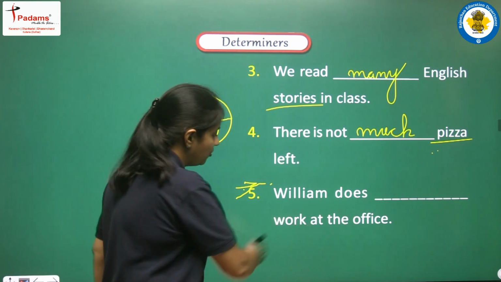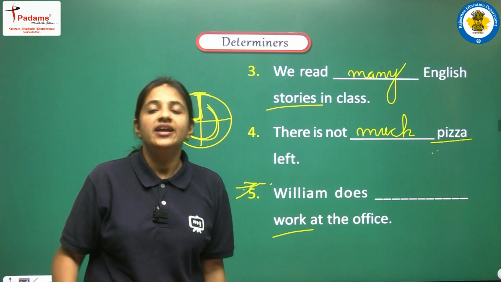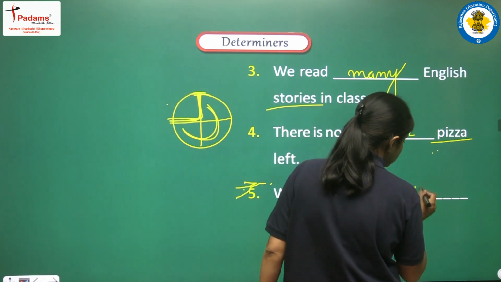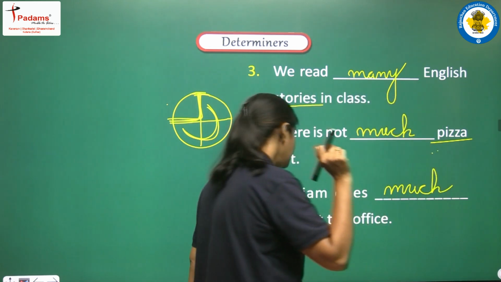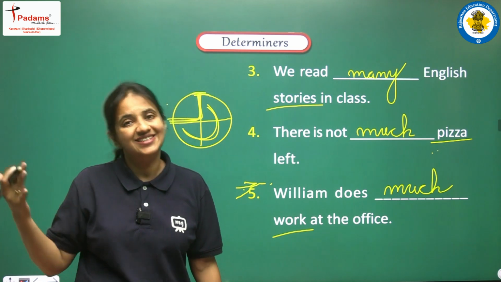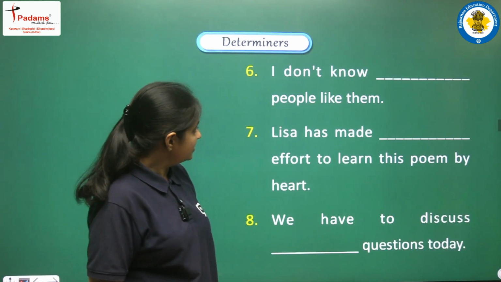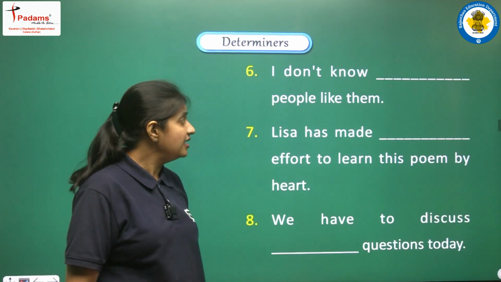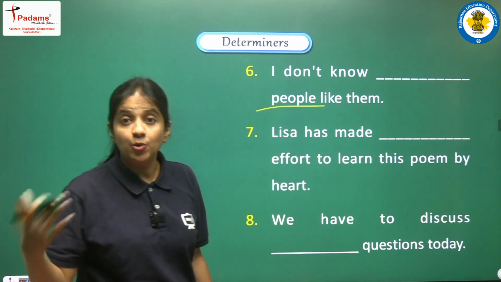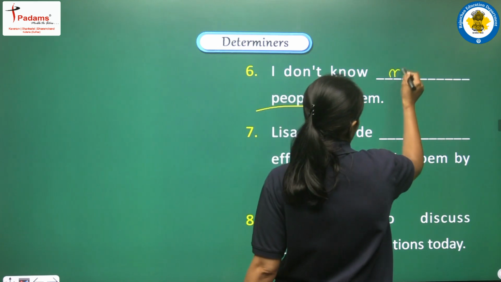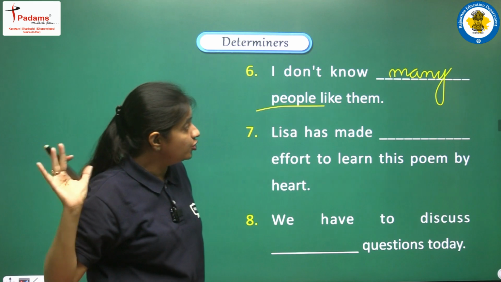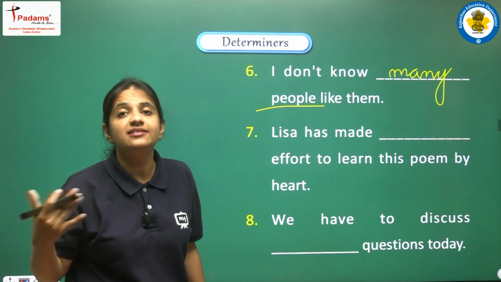Moving on, next sentence, William does work at the office. So here we are having work, and students, work is an uncountable noun, and for that we have to use much here, and the sentence will be, William does much work at the office. Okay. Next, I don't know people like them. So here we are having people. People is a countable noun. So for that we have to use many, and the sentence will be, I don't know many people like them.